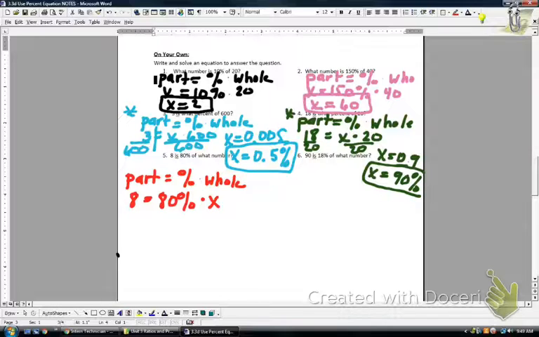All right, number 5 says 8 is 80% of what number? I have my part equals percent times whole. My part is 8 equals 80% times X. I'm going to divide both sides by 80%. And when I do that, I get 10 equals X.